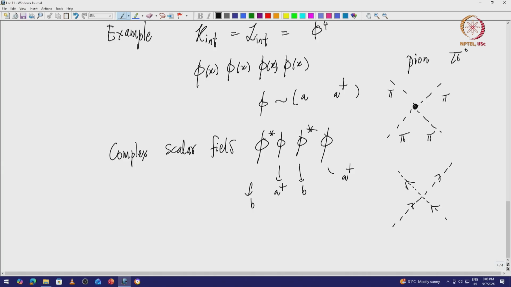So 2 charges are outgoing from the vertex and 2 charges are incoming to the vertex. This is what you mean by this particular interaction. At an interaction at the same space-time point, you are annihilating some particles and creating other particles.